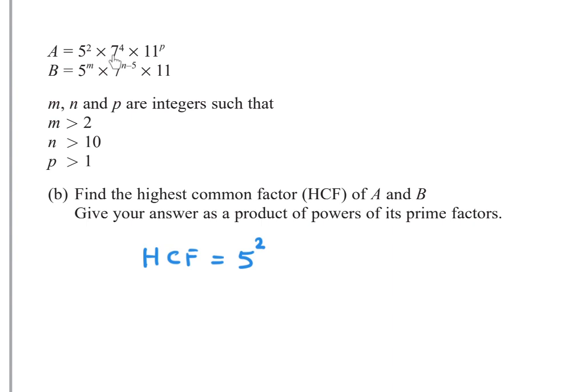Next factor, 7 power 4 and 7 power N minus 5. N more than 10, this means N minus 5 more than 5, so he will take 7 power 4, because N minus 5 will be greater than 4, so times 7 power 4. And we have 11 power B, 11 power 1, and B more than 1, so he will take 11 power 1, so 11. This is the highest common factor.